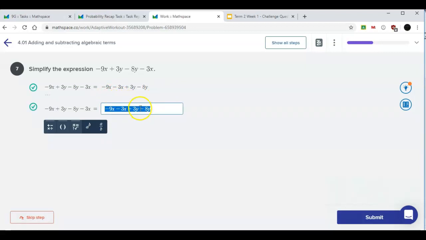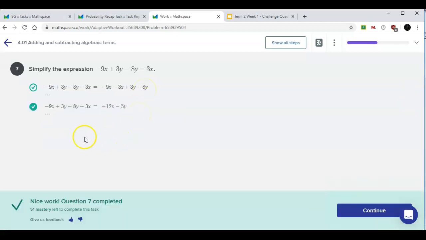putting the like terms in the same family together, and then I can say, well, minus 9, start at minus 9 and then move down by 3 is minus 12x, plus 3, so start at plus 3 and move down by 8 gives me minus 5y, and press enter. This is the final solution, and also I can show my working out as I go. Now you can see I have 51 mastery points left.